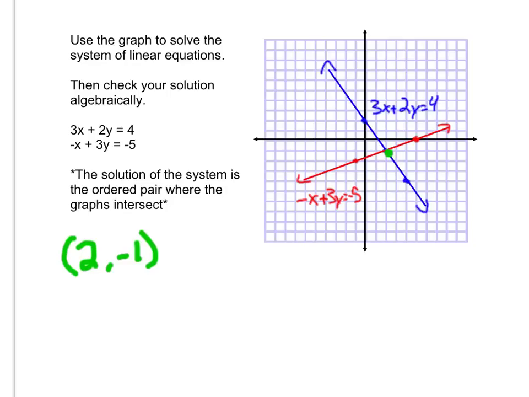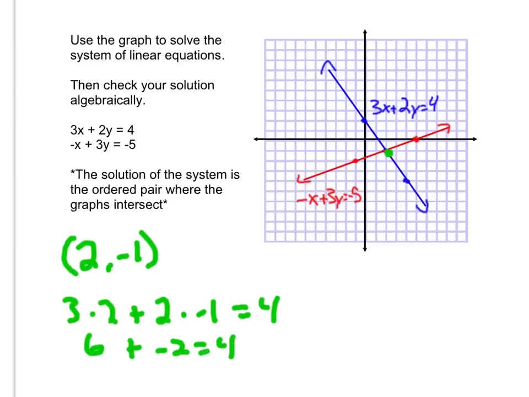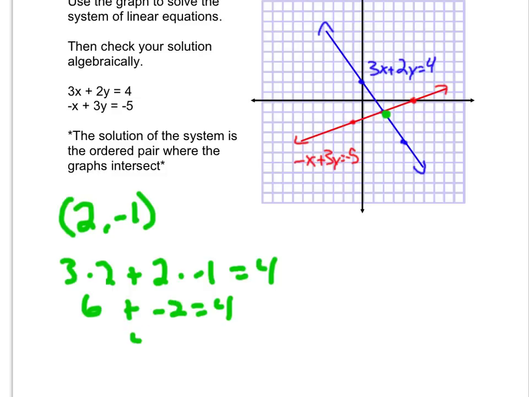Now we can check this algebraically, see if it works. So I can plug this into both equations just to see. So if I do 3 times 2 plus 2 times negative 1, in place of 3 times x and 2 times y, I want to know, does that equal 4 or not? Well, this is 6 plus 2 times negative 1 is negative 2. And of course, 6 plus negative 2 is 4, which equals 4, so it checks out.